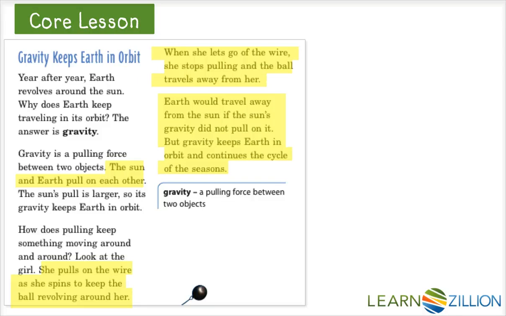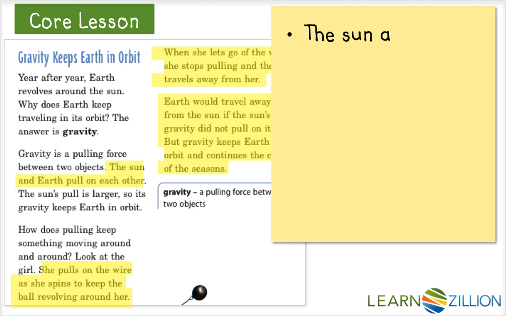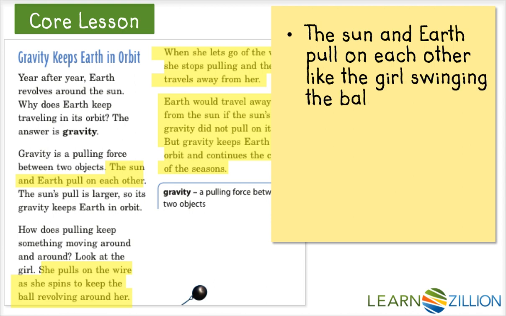Wow, so that's a major thing, that the way that the seasons change is a major part of our lives, and it affects a lot in the world, so that's really important information. So now I'm ready to take some notes on what I just read, and the first thing I'm going to write is that the sun and Earth pull on each other like the girl swinging the ball. That was really important to me to help me understand that idea. So that was the whole reason the author put that photograph there, to help us see how the Earth and the sun pull on each other, just like something that we've seen happen in our everyday lives.